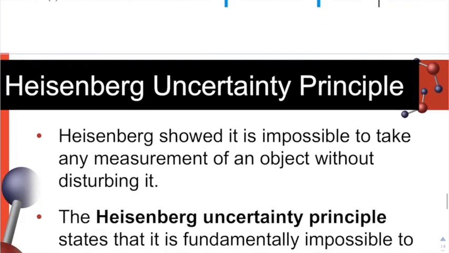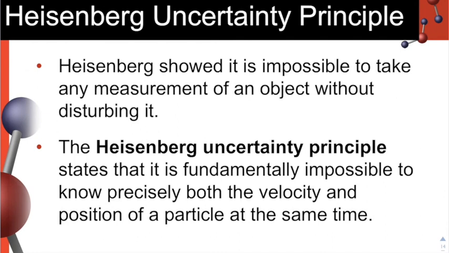Okay, so then we have Heisenberg's uncertainty principle, and basically what he showed is that it's impossible to take any measurement of an object without disturbing it. Now, what you need to understand is this is not somehow a limitation of our instrumentation that somehow will overcome it eventually. That's a common misconception. No, this is the very nature of the fact that in any sort of observation, whether you're viewing something with your eyes or with an instrument, observation requires interaction of some sort of electromagnetic radiation with the object.